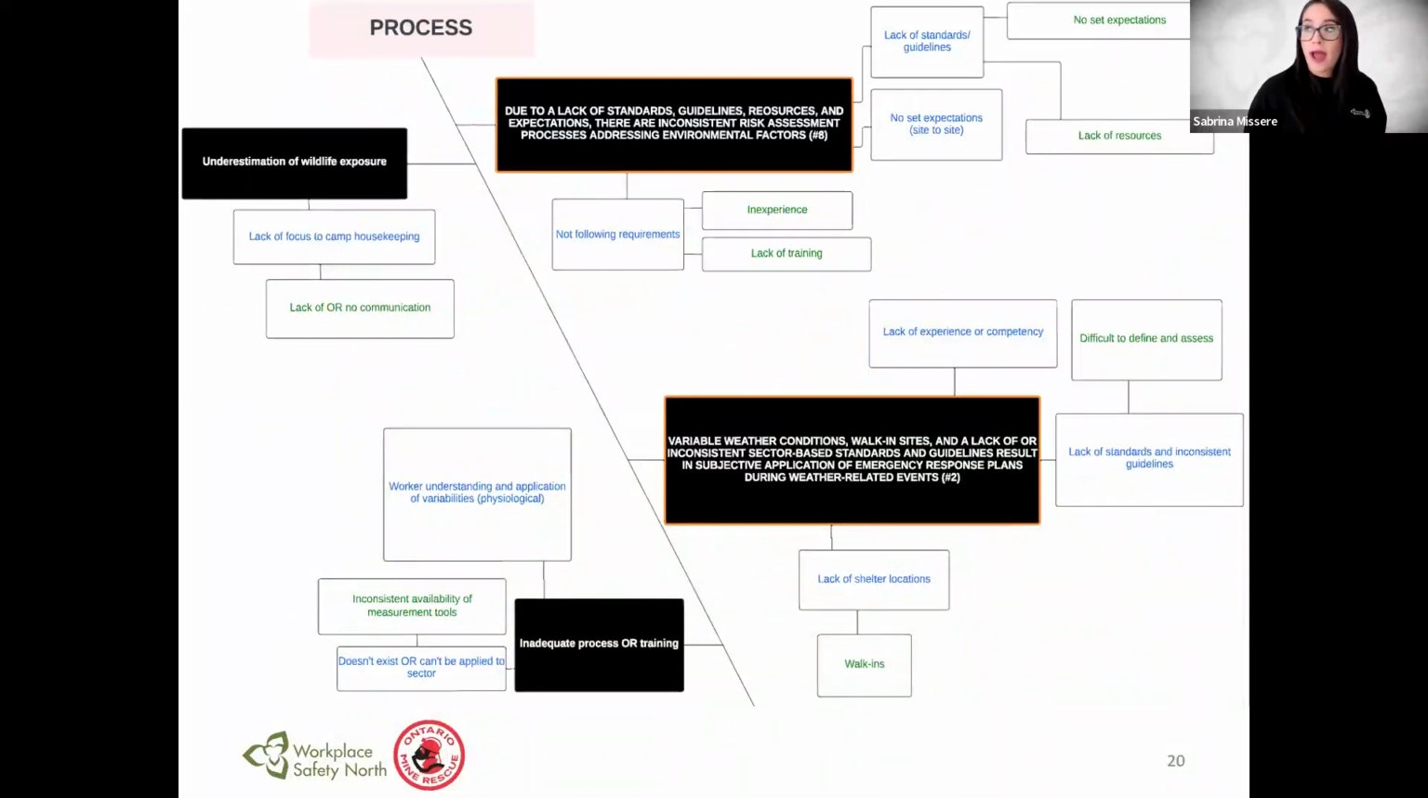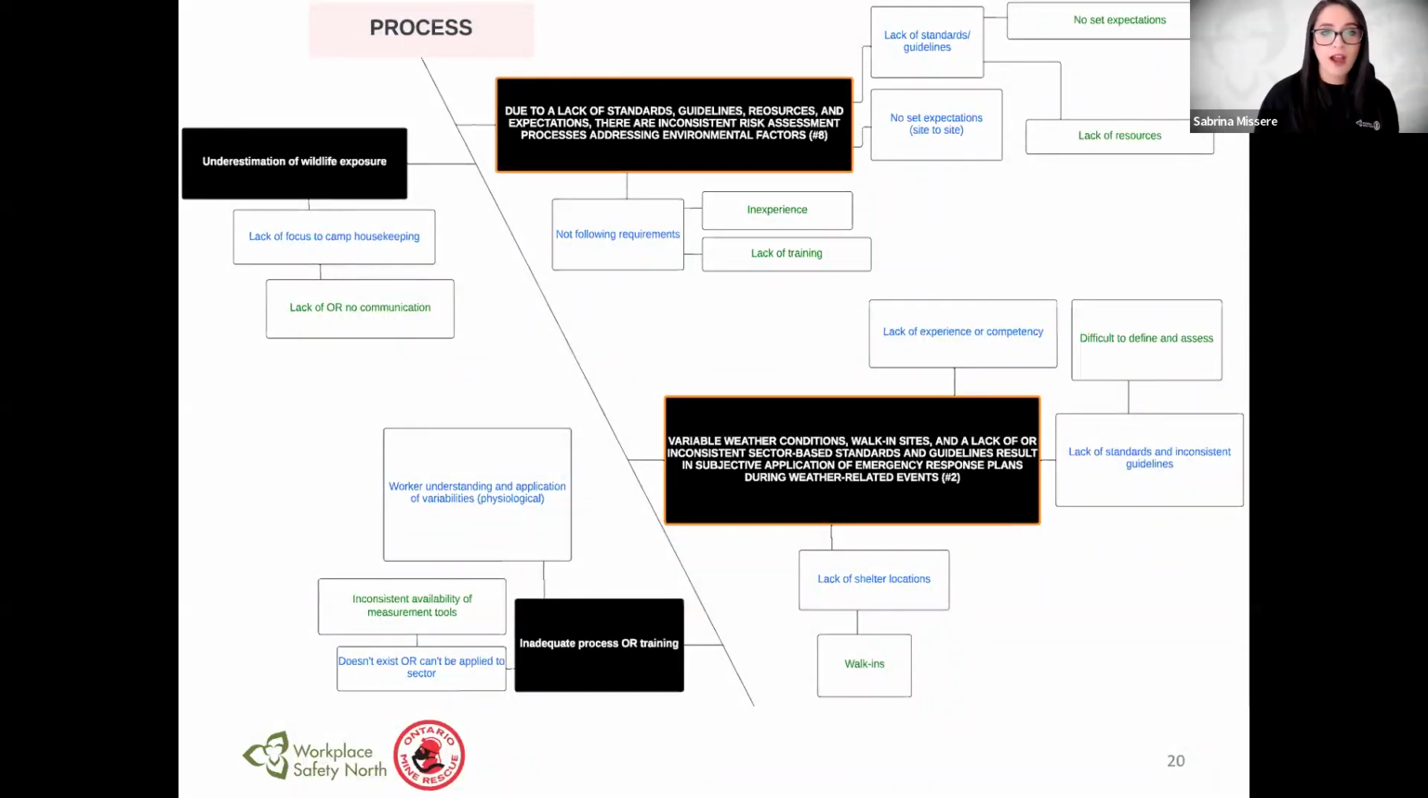And then looking over at process. So process discussions revealed primary causes of underestimation of wildlife exposures and inadequate processes or training. Identified in your top 10 root causes were the variable weather conditions that we're seeing, walk-in sites, and lack of or inconsistent sector-based standards and guidelines, resulting in that subjective application of emergency response plans during weather-related events, and inconsistent risk assessment processes addressing environmental factors across the sector.